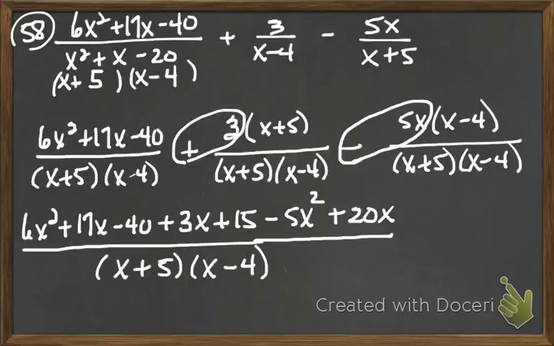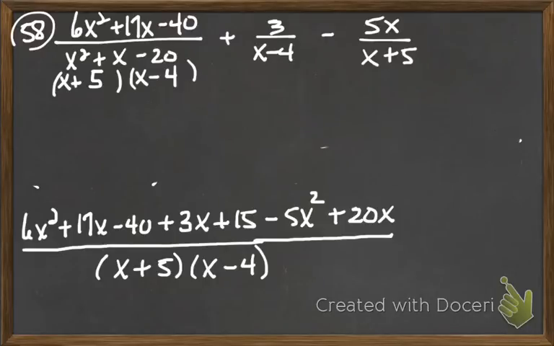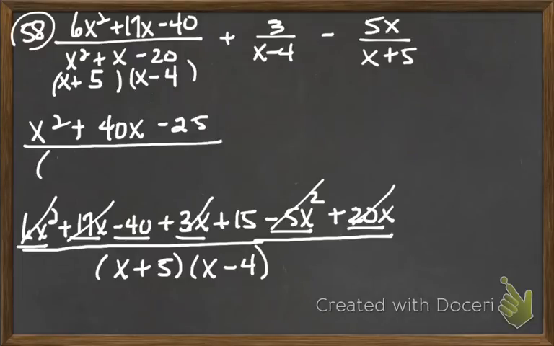Alright, we have to clean up the top. We got all kinds of stuff in the top. So 6x squared will combine with negative 5x squared to give you what? 1x squared. So I have an x squared. I have a 17x, a 3x, and a 20x. It's 40x. I have a negative 40 and a positive 15. Negative 25. Anything else combine? 6x squared minus 5x squared. Let's take care of that. 17x and 3x is 20x. 20x and 20x is 40x. Got that. Negative 40 and 15 is negative 25. All over x plus 5 times x minus 4.